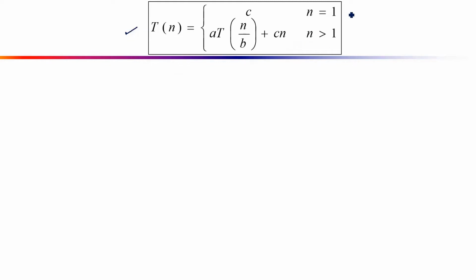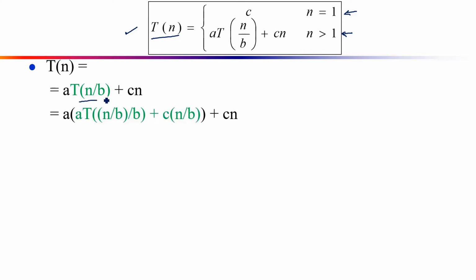When n equals 1, then the cost is c, and when n is greater than 1, then T(n) is aT(n/b) plus cn. As we are applying the iteration method, first we will expand the recurrence. So we will expand this term. So T(n) equals aT(n/b) plus cn as given here, and when we expand the term T(n/b), then we get T(n/b) equals aT(n/b^2) plus cn/b. After simplification, we get a^2 T(n/b^2) plus cn(a/b plus 1).